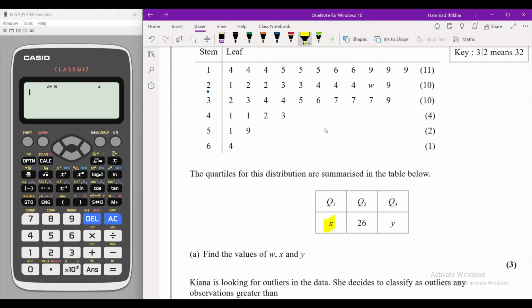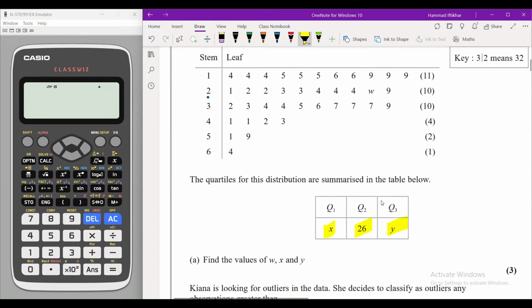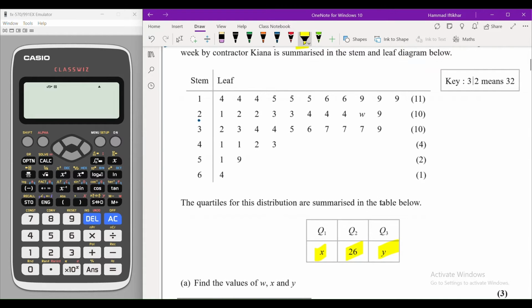The lower quartile is X, which we don't know, and neither do we know Y, but we know the median is 26. Find the values of W, X, and Y. First off, we need to locate the median. Q2 is derived from the (n plus 1) divided by 2th place. So this is the location, not the value.